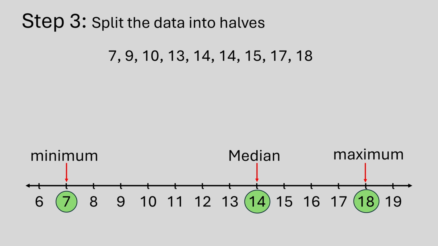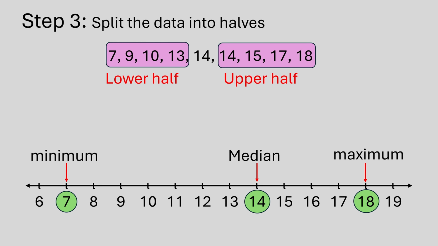Step 3. Split the data into halves. Since this is an odd number example, we exclude the median 14 and split the remaining numbers. 7, 9, 10, 13 is the lower half. 14, 15, 17, 18 is the upper half.